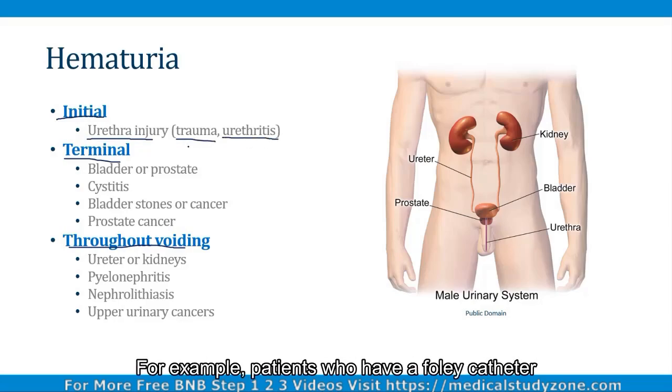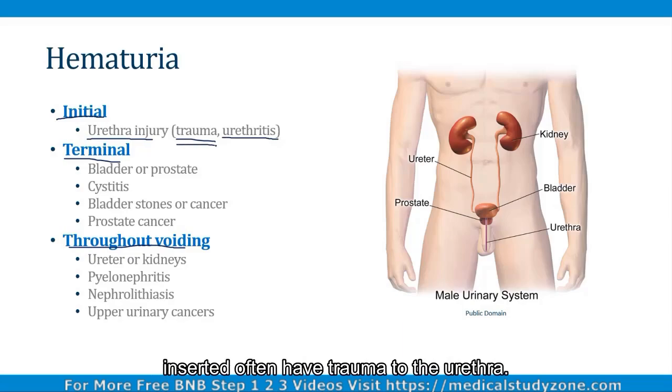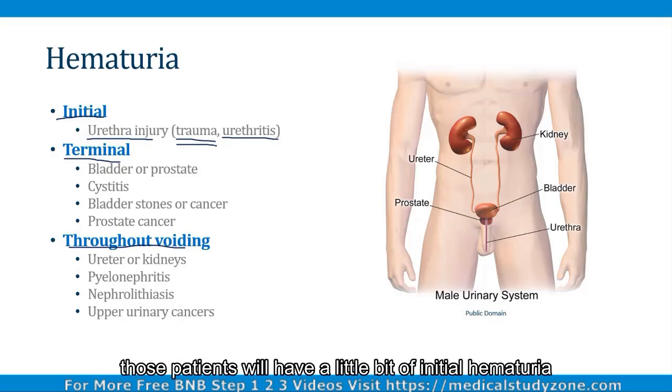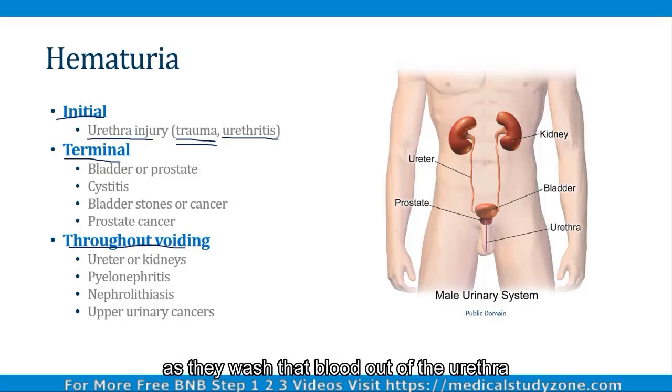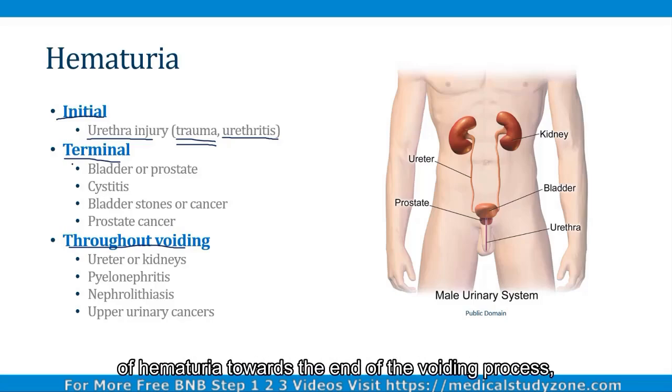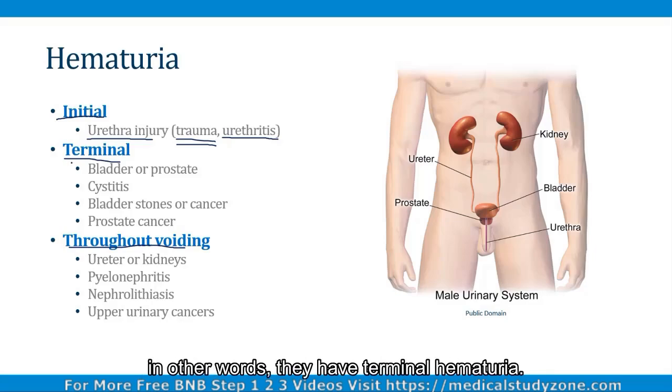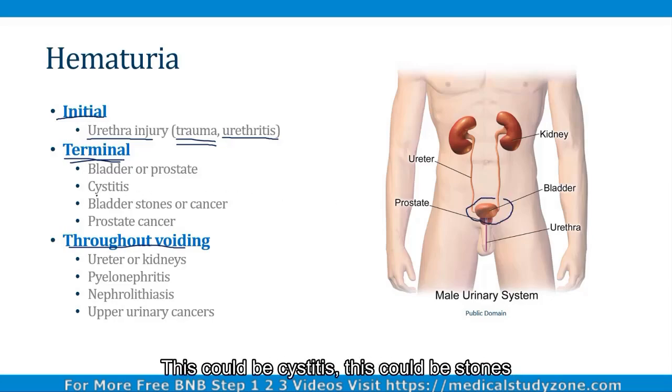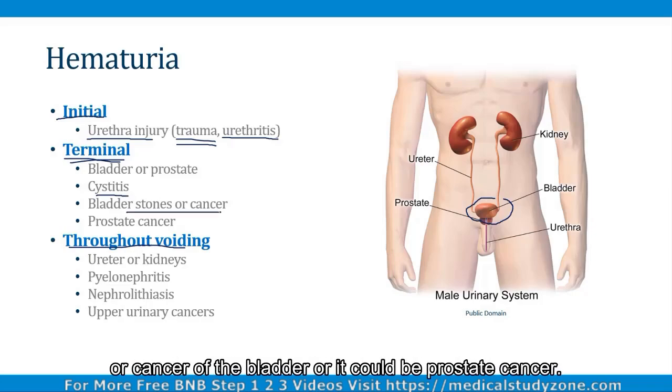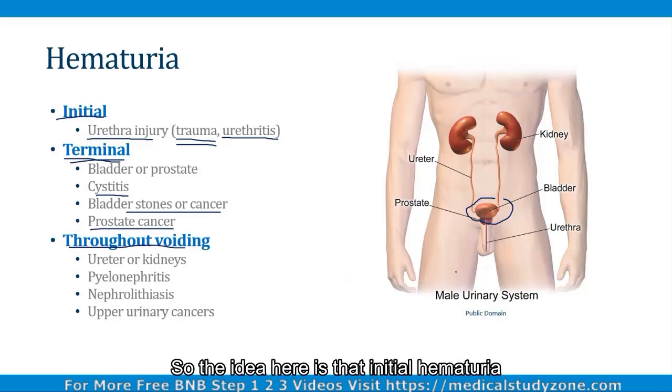For example, patients who have a Foley catheter inserted often have trauma to the urethra. When you remove that Foley catheter, those patients will have a little bit of initial hematuria as they wash that blood out of the urethra, but the hematuria will clear as the process of voiding goes on. Patients that report that their urine initially appears normal but then takes on the appearance of hematuria towards the end of the voiding process, in other words, they have terminal hematuria, these patients usually have some problem with the bladder or the prostate. This could be cystitis, this could be stones or cancer of the bladder, or it could be prostate cancer. So the idea here is that initial hematuria is towards the distal end of the urinary system like the urethra. Terminal hematuria is towards the more proximal end like the bladder or the prostate.